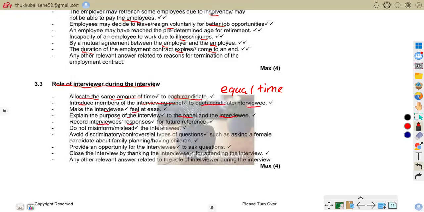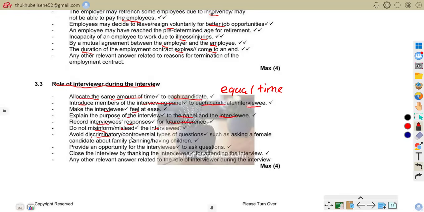Record the interview's response for future reference. So record responses. Here you are to record what? Responses. You take notes. You record that by taking notes. Do not misinform or mislead the interviewee. So that is very important.